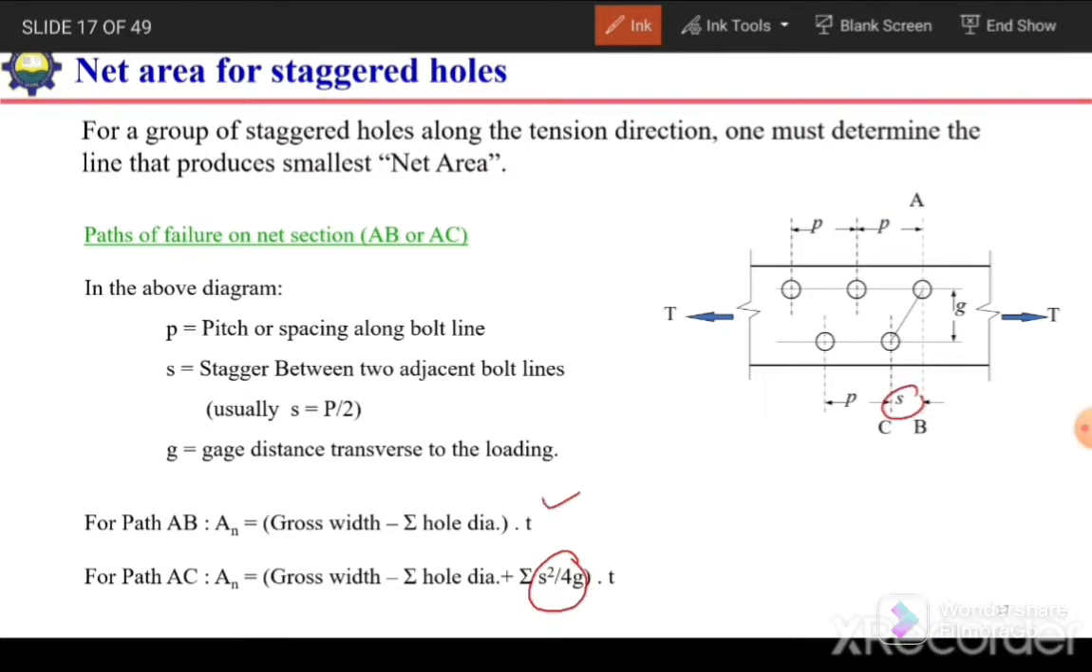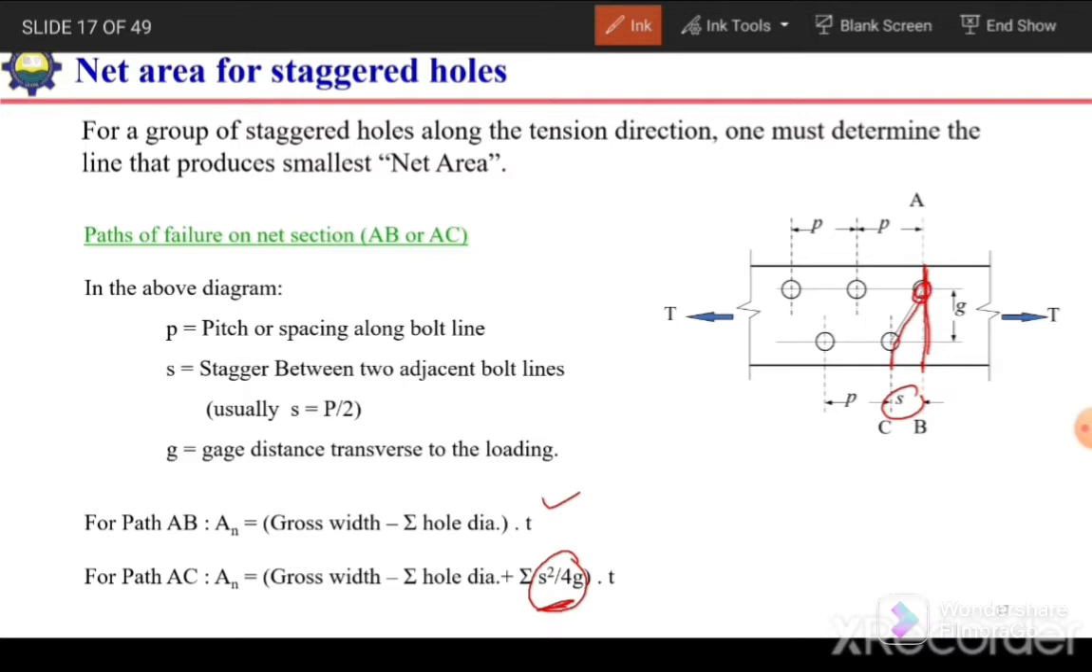So the remaining formula to calculate the net area will remain the same, but we need to add this S square over 4G to account for this stagger, because if we consider this path, this path will be longer than this vertical path. So in case of the vertical path, we will consider the gross area minus the area of this hole.